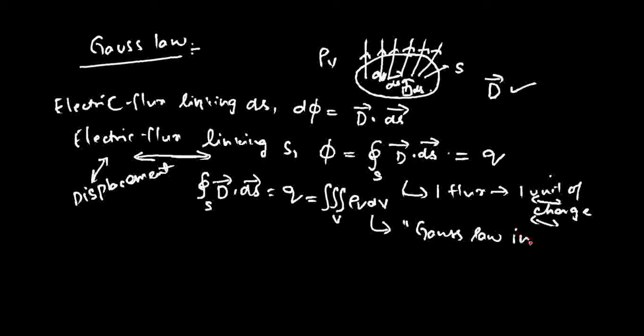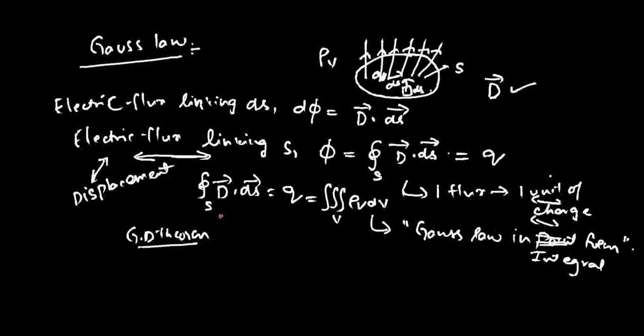This is called Gauss law in point form. Very important. Sorry, this is called Gauss law in integral form, not point form. This is called Gauss law in integral form. This is surface integral and volume integral. Which theorem you need to apply? Apply Gauss divergence theorem.